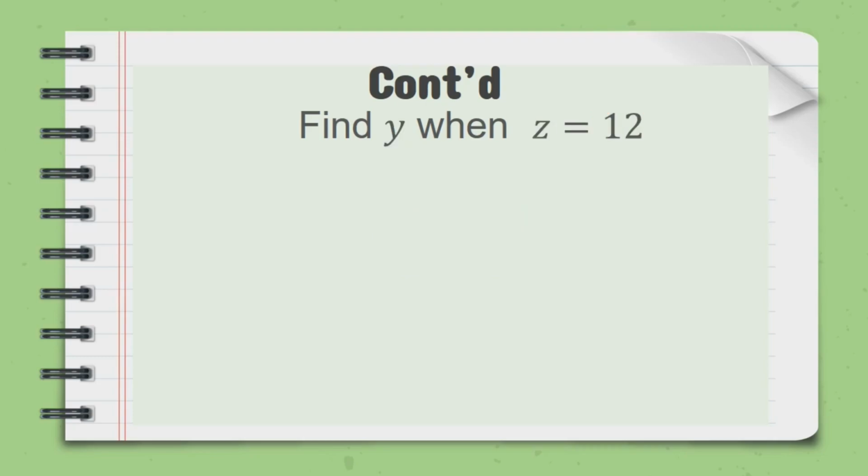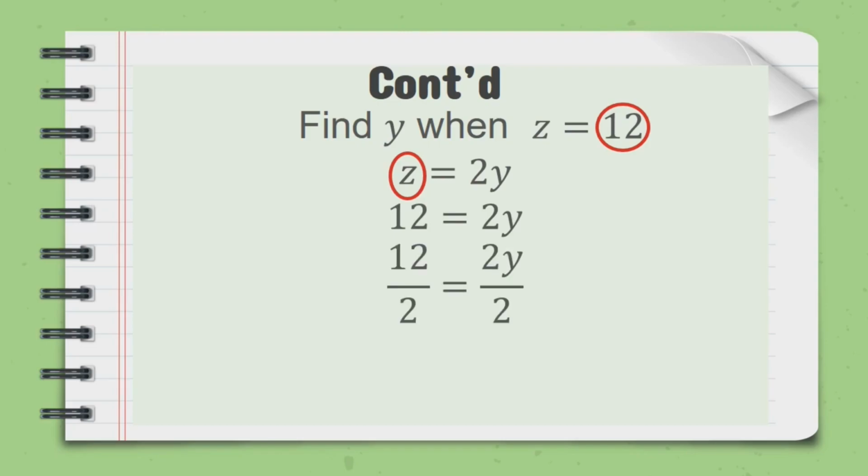In our last question, we have to find y when z is given as 12. In the same way, we need to know our law of variation for this question, which is also the relation connecting y and z. And this was found out to be z equals 2y. So wherever I see z, I substitute the value 12. And this becomes 12 equals 2y. Dividing both sides by 2, we are going to obtain y equals 6. So wherever z equals 12, y equals 6.